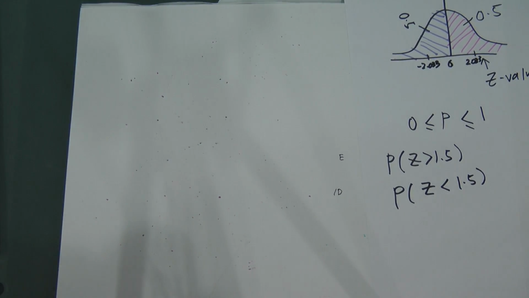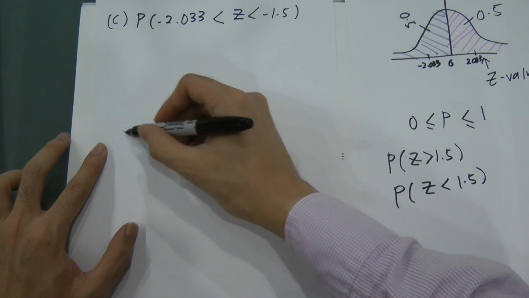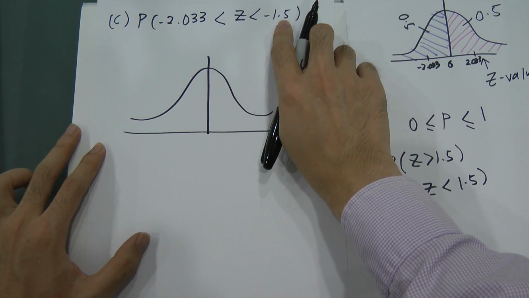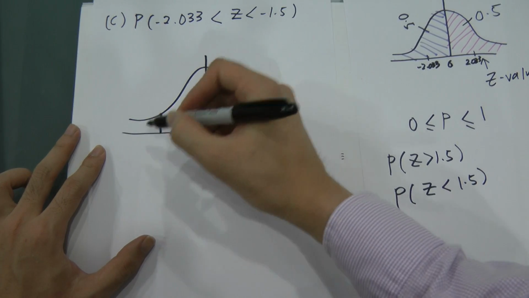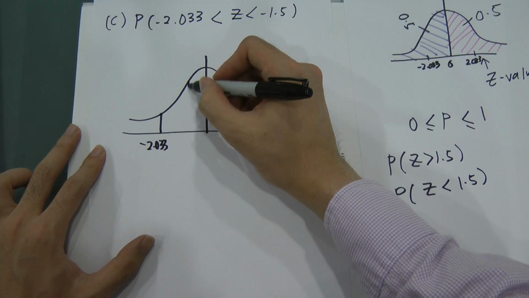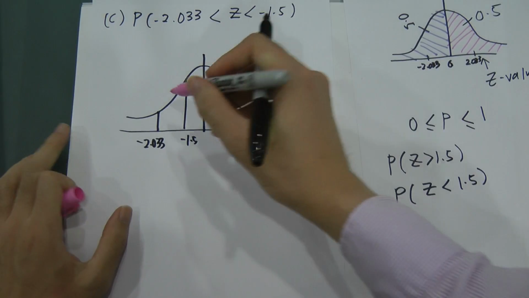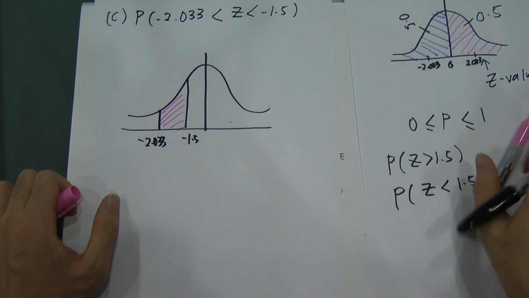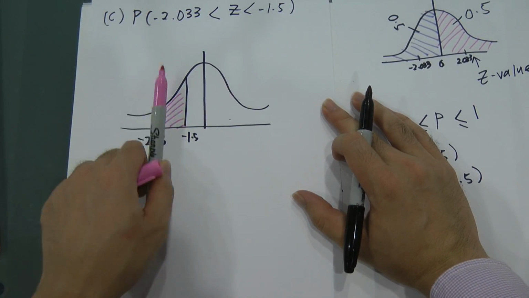If he asks you to find negative values here, I quickly draw a diagram. This is negative 1.5, this is negative 2.033. So I imagine negative 2.033 is here, negative is over here. So I assume this is negative 1.5. That means in this question, he wants me to find this area. So in order to find this area, I have to use the whole area minus the small area.